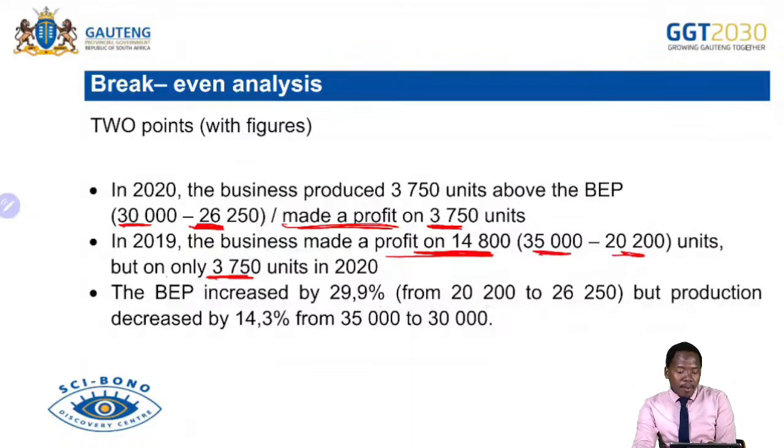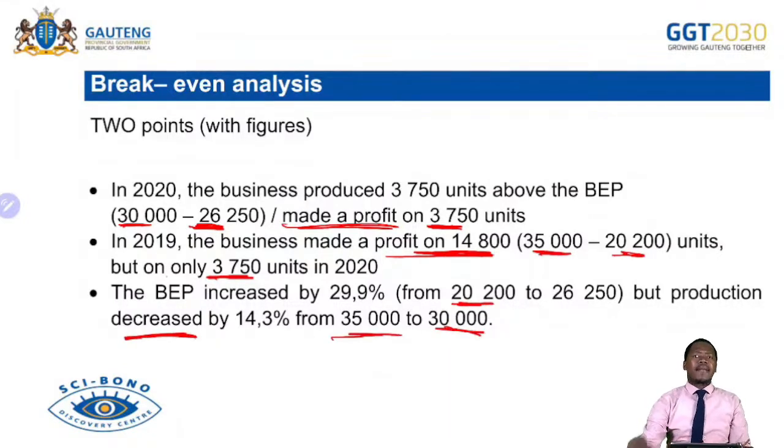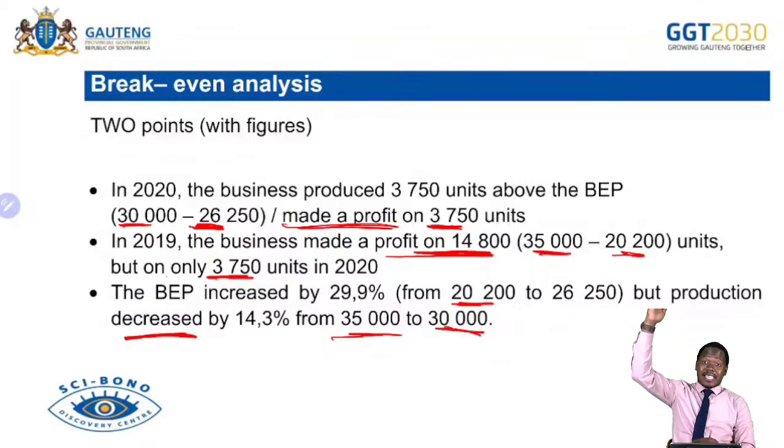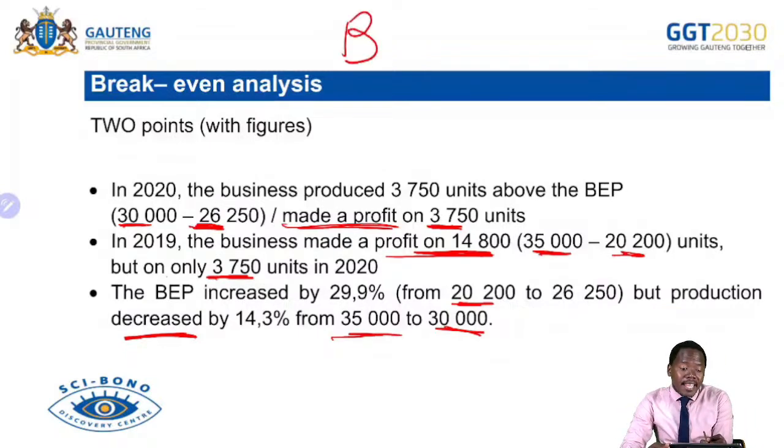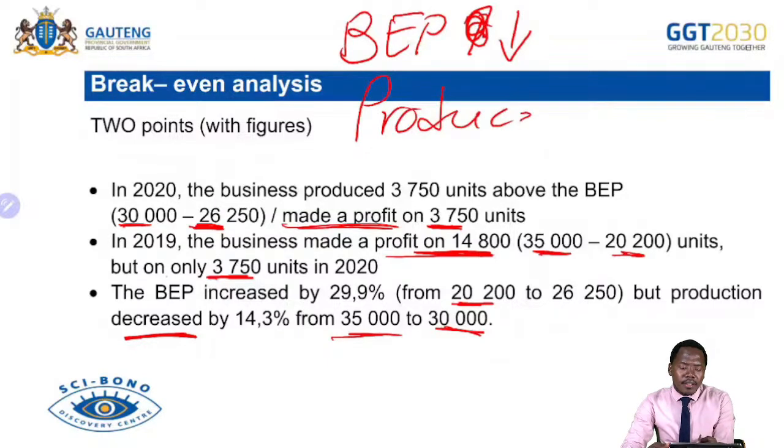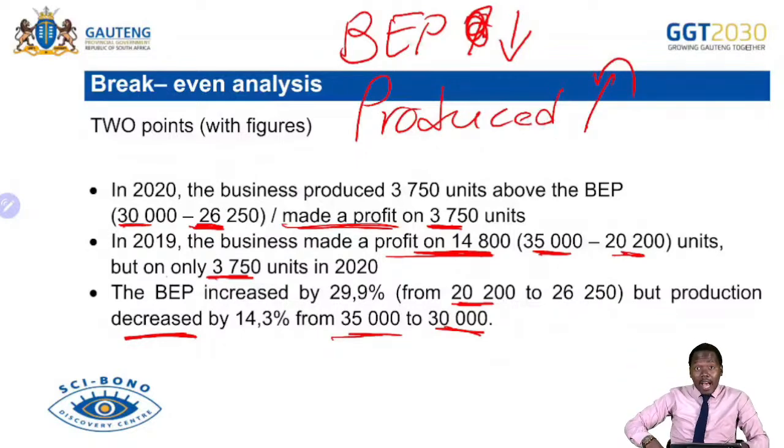Now, my break-even point increased from 20,200 to 26,000. But the production decreased. This is not looking good. Break-even point must decrease every time. Production must increase. In an ideal situation, I want my break-even point to decrease all the time, but I want my produced units to go up. Break-even point must go down, production must go up, down and up.